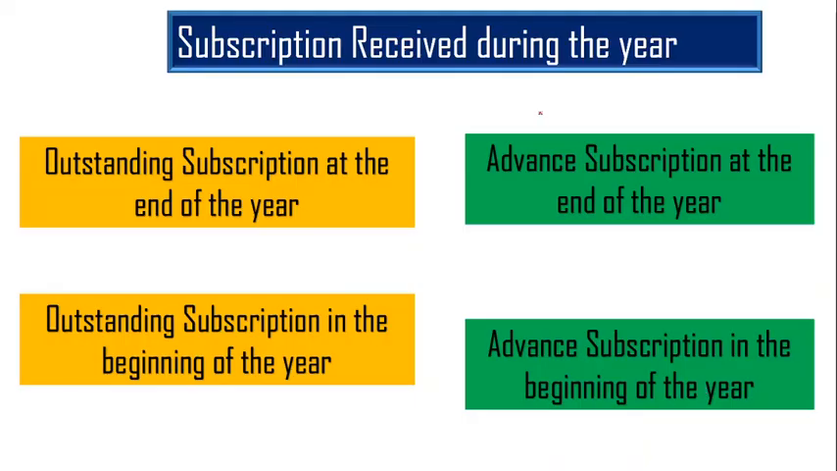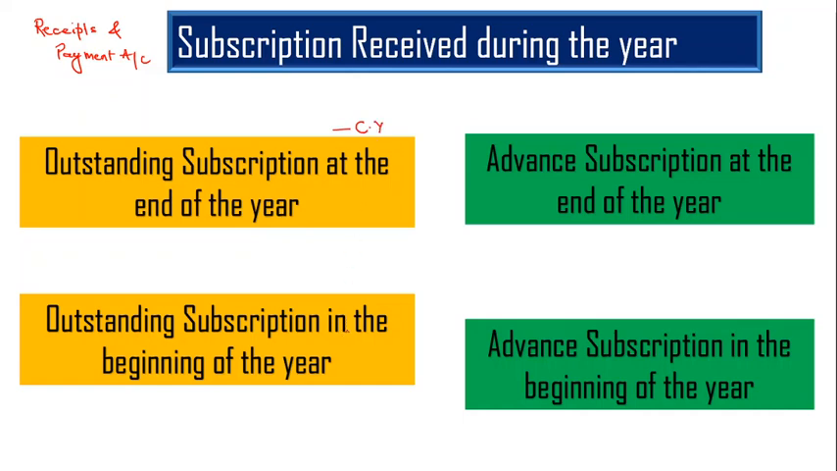So now I hope you understood this concept. Let's make it more clear. Subscription received during the year is the amount which is shown in the receipt and payment account. So this is the amount which is actually written in your receipt and payment account. Now here we have outstanding subscription at the end of the year. So this, as you did in your previous class also, the outstanding at the end of the year is of the current year only.